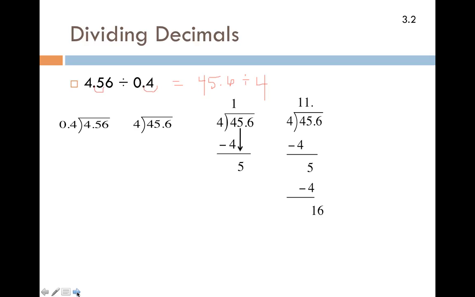We'll divide. How many 4s can we divide out of 16? We can divide out 4. Okay, and so we'll say that's going to give us 4. And then we're going to say 4 times 4 is 16. And then 16 minus 16 is 0. Okay, so now we're finished.